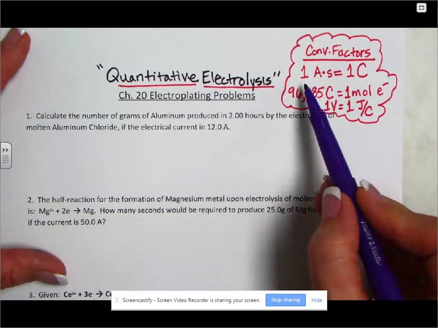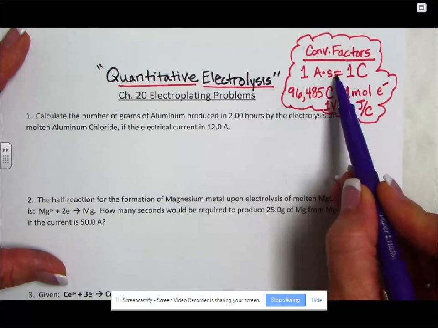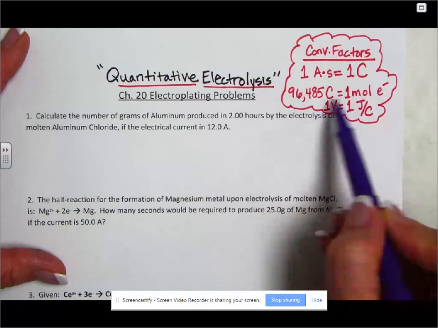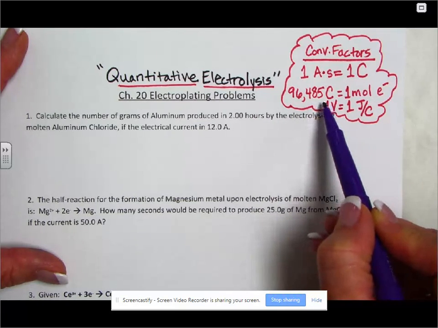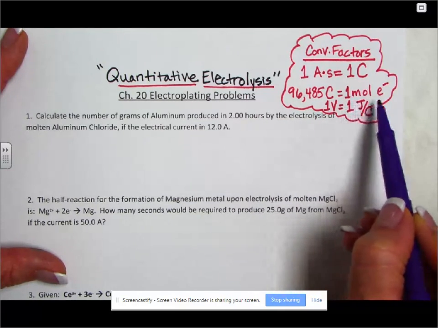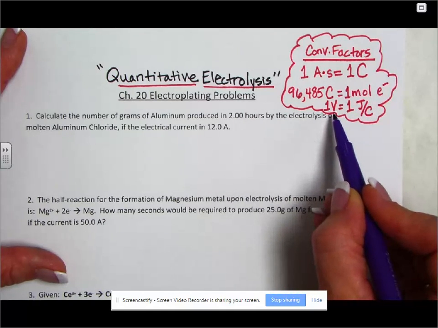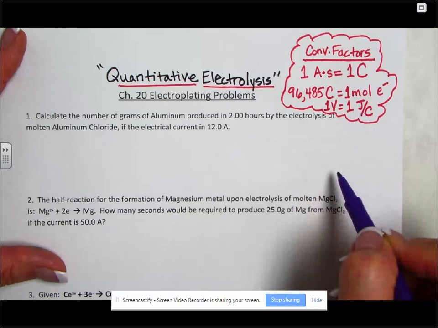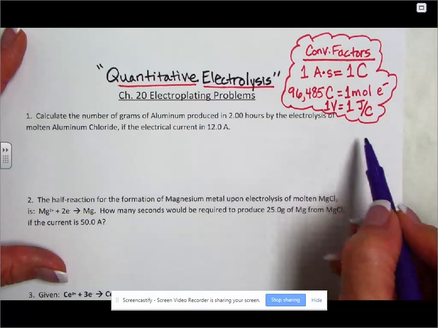First of all, 1 amp second, so 1 amp times seconds, is equal to 1 coulomb. Also, remember Faraday's constant from the Nernst equation. 96,485 coulombs are equivalent to 1 mole of electrons. And then also from our last class, we learned that 1 volt is equal to 1 joule per coulomb if you break down the volt into its derived units.